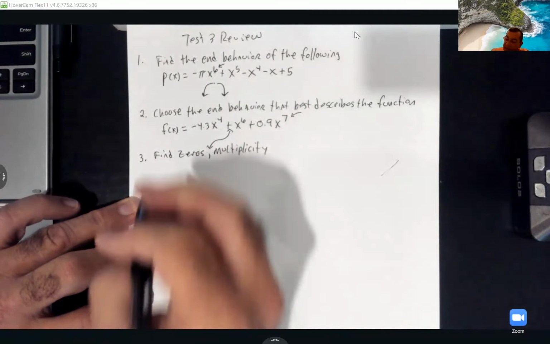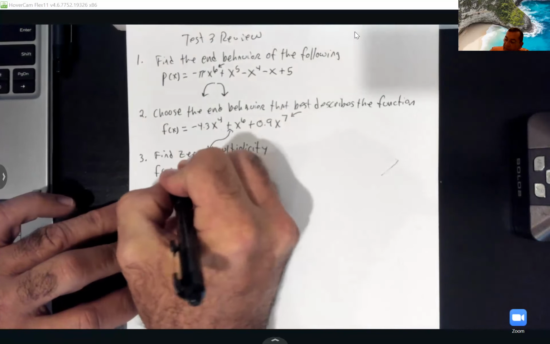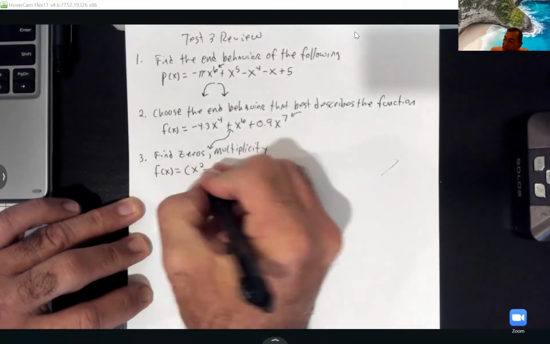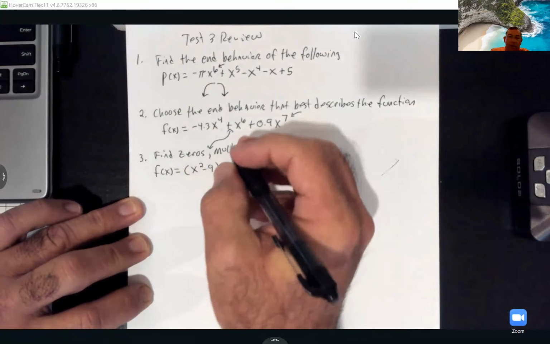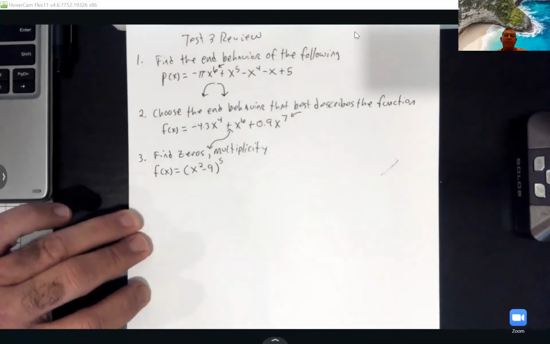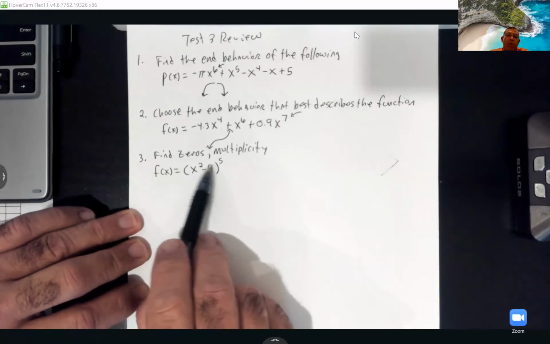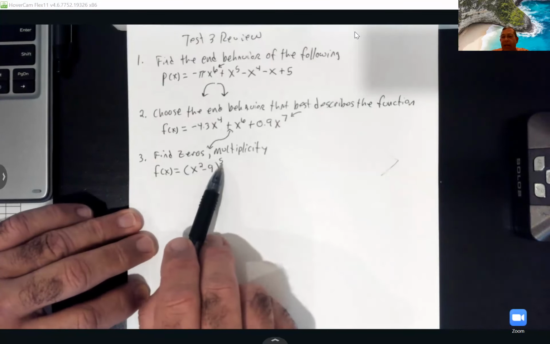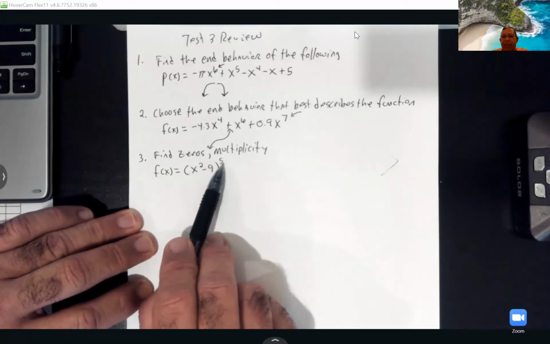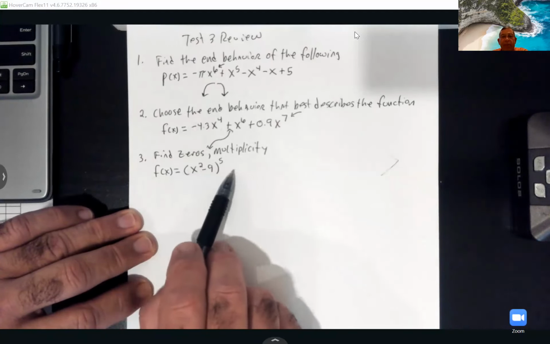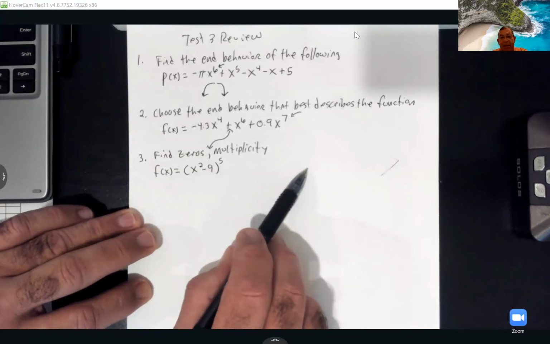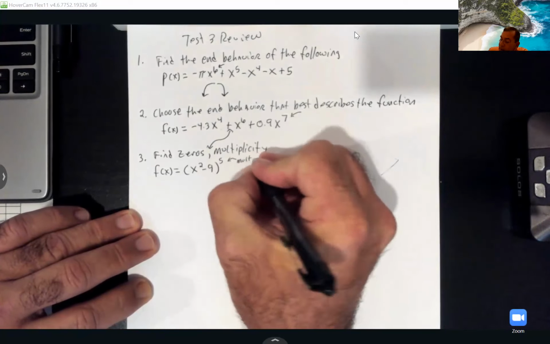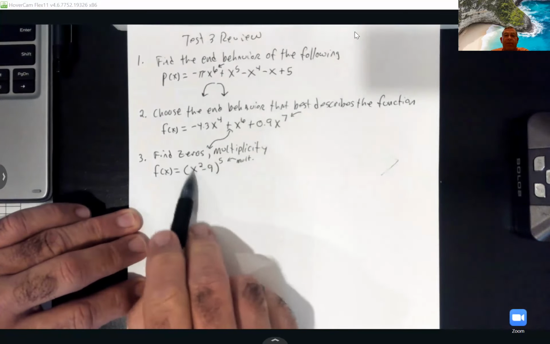All right, y'all, so they're giving me f of x equals x squared minus 9 to the 5th power. So your zeros are going to come from the factors inside the parentheses. The exponent 5 on the outside, that's going to be our multiplicity, because that's how many of these parentheses would be multiplied by themselves. So the 5 is our multiplicity, and we'll get our zeros from the factor.